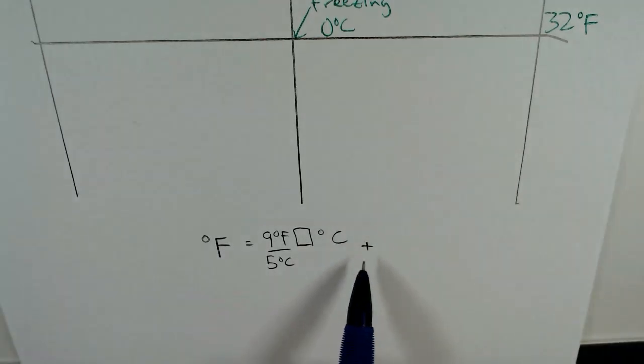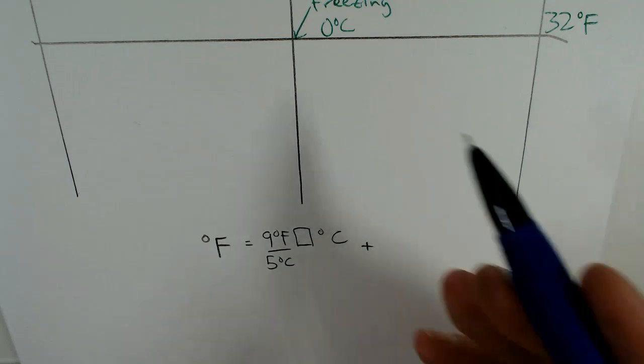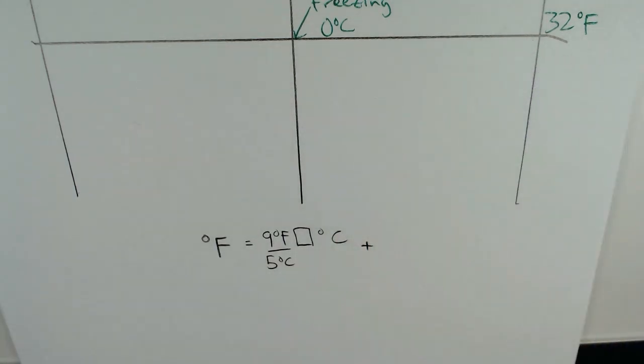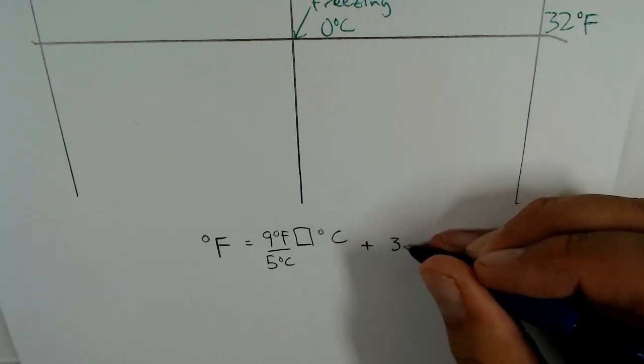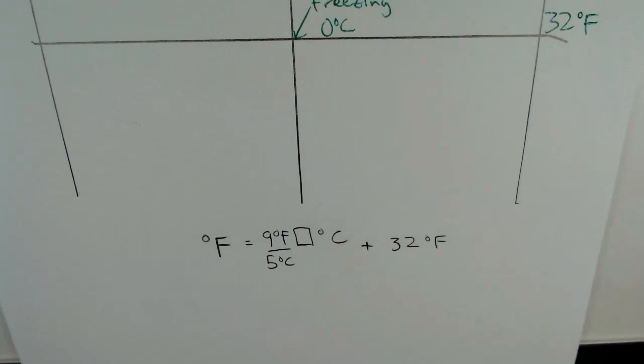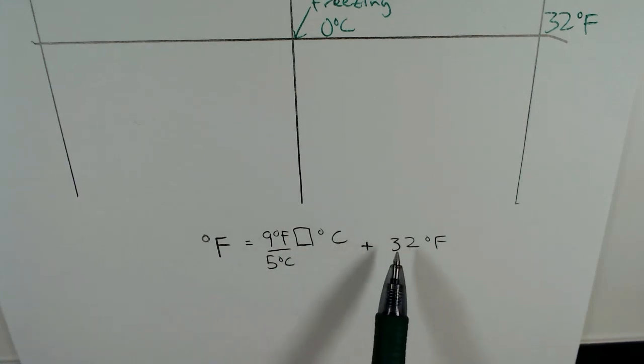And then right here, we have to compensate for the offset. They are offset by 32 degrees, because if you look here, 0 degrees C is equal to 32 degrees Fahrenheit. So we have to account for the offset here. And if you notice here, I'm not going to cancel it out, but I just want to point out that degree C's will cancel. And then we have degree F plus degree F. Your final answer will be degree F.